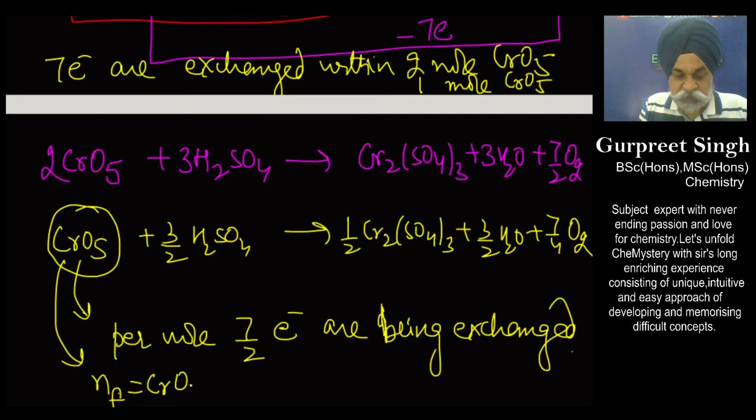The n factor of chromium pentoxide in this case would be the number of electrons exchanged within the molecule, taken by the number of moles. So the n factor of chromium pentoxide in this case would be 7 by 2.